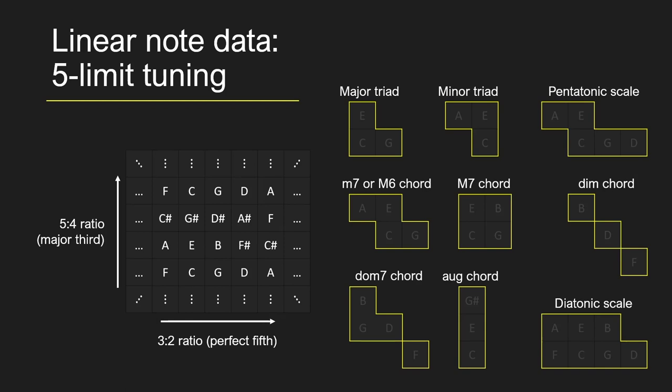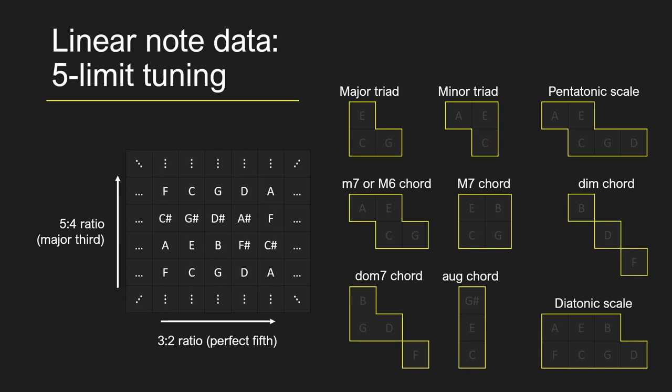For example, for the C major triad, you would start with the note C, you would get G by moving a perfect fifth up, and you would get E by moving a major third up. Similarly, to construct a minor triad, you would start, for example, from A, and you would move a perfect fifth up to get an E, and then you would move a major third down to get a C.